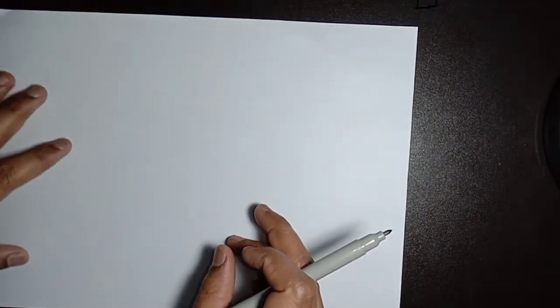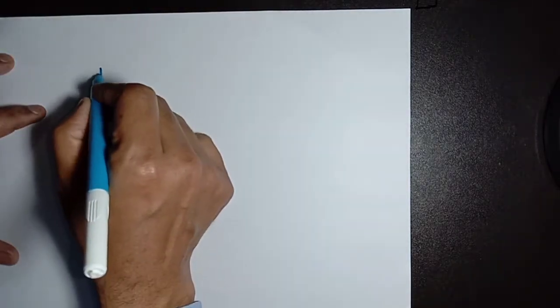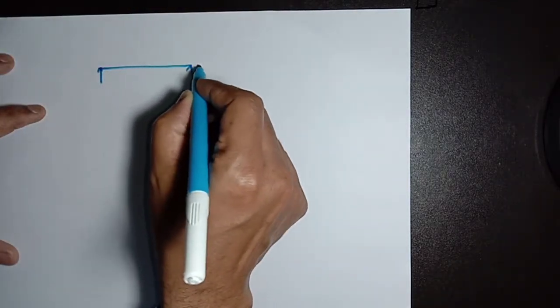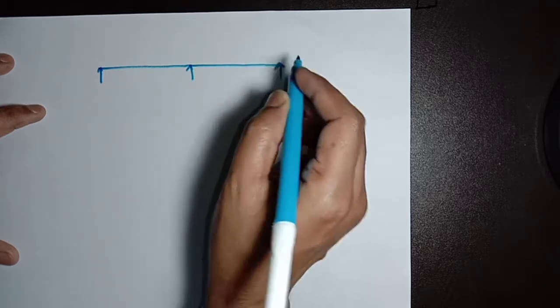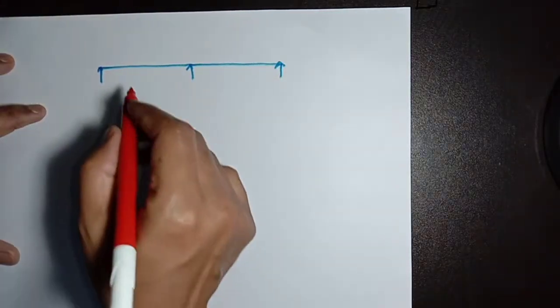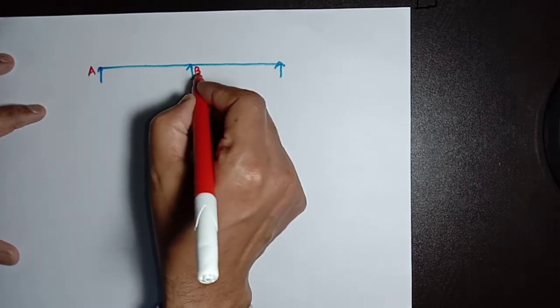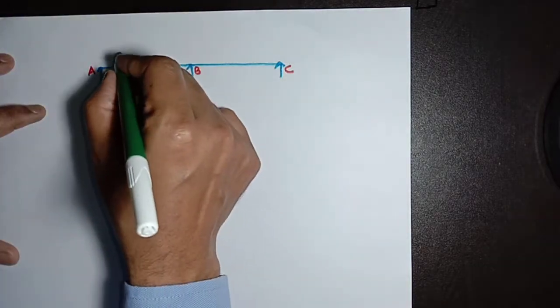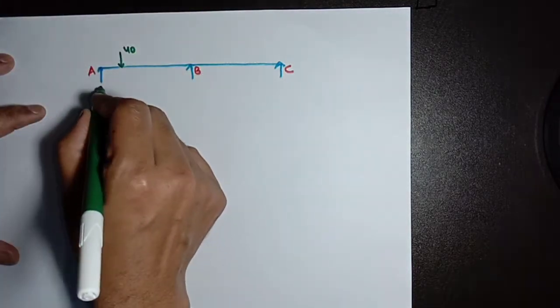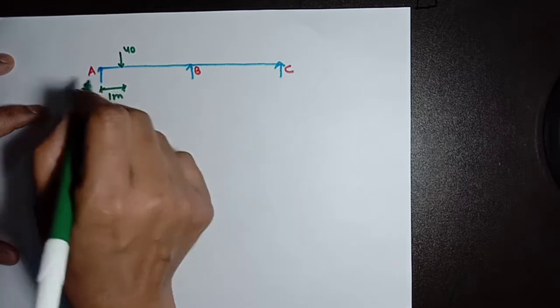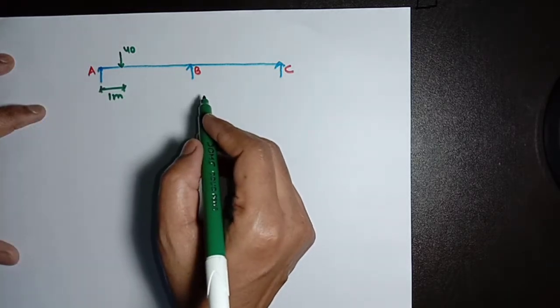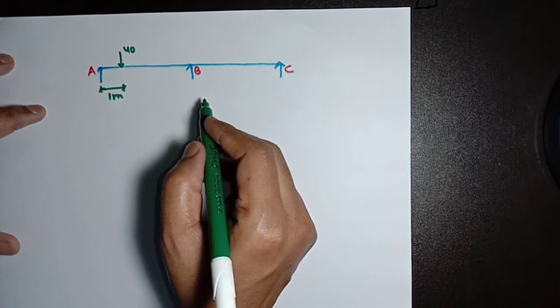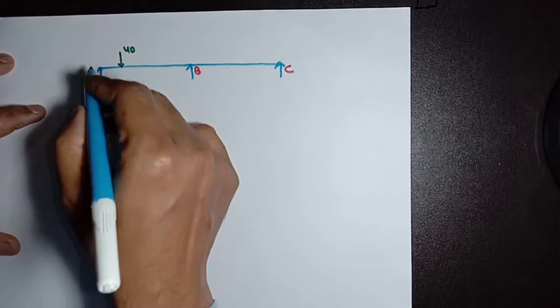Now, here is the beam. You can see this is the beam. This support is A, this support is B, this support is C. Here a 40 kilonewton applied load is acting at a distance of 1 meter from support A, and this support is a fixed support.